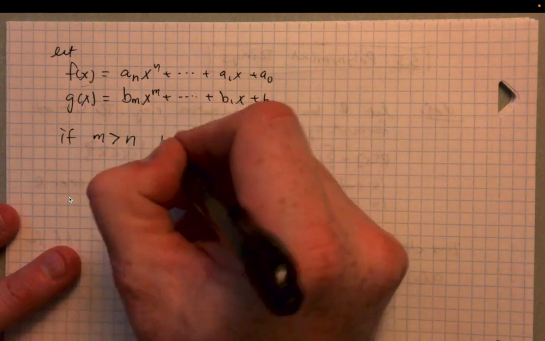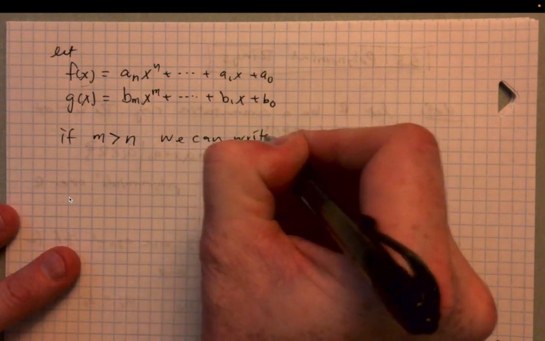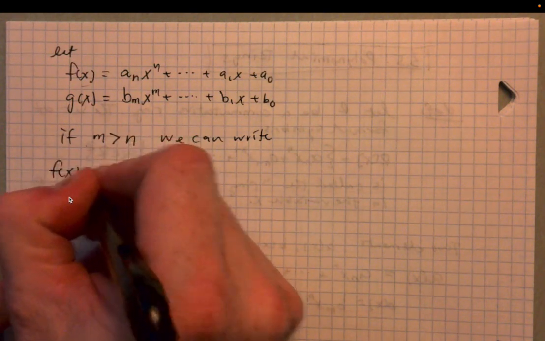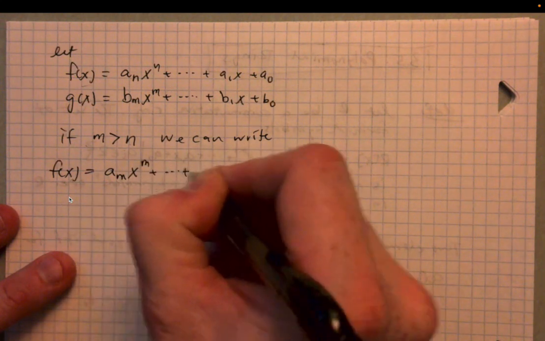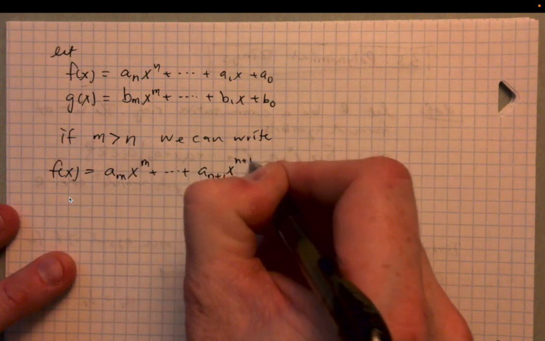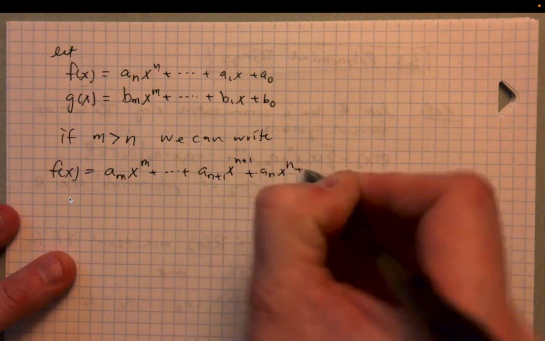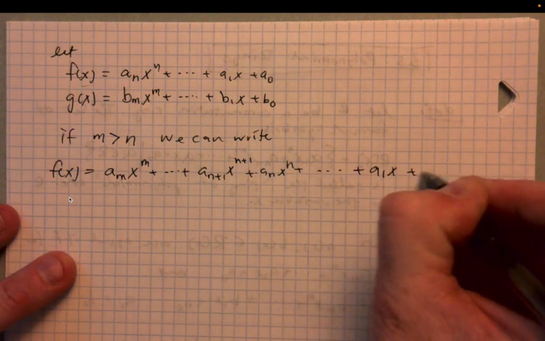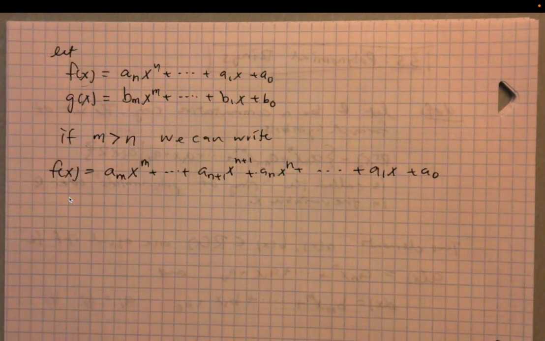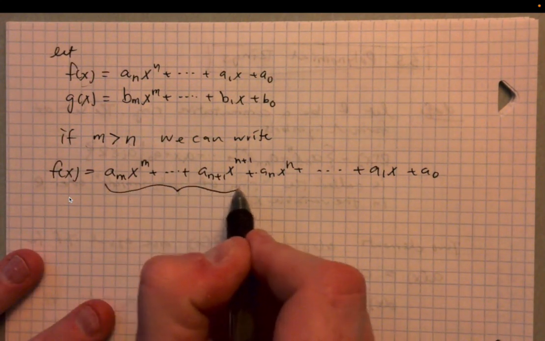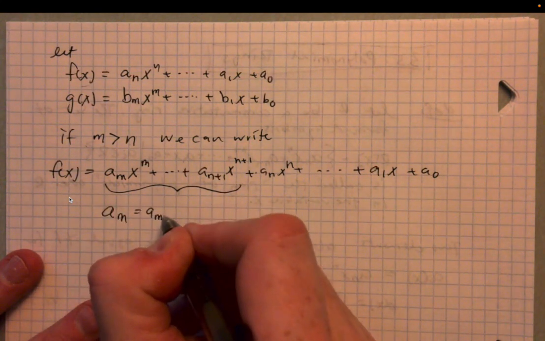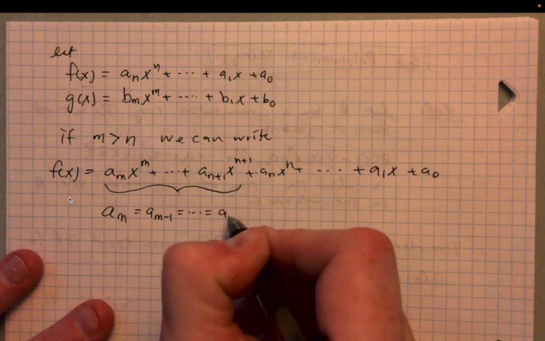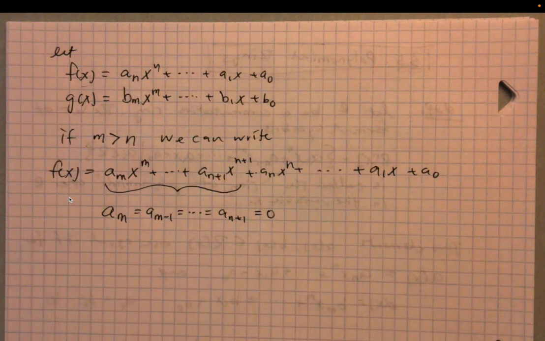So if m is greater than n, we can write f(x) equals a_m x^m plus ... plus a_{n+1} x^{n+1} plus a_n x^n plus ... plus a_1 x plus a_0. And what have I done here? Really just all of these terms: a_m equals a_{m-1} equals ... equals a_{n+1}, which all equal 0. But I can still write them as part of the polynomial if I like.